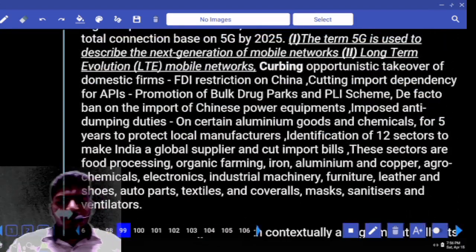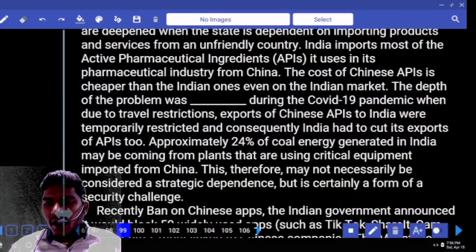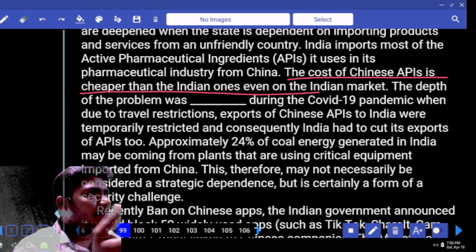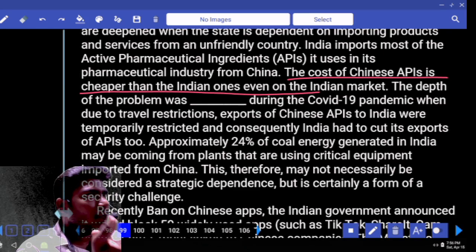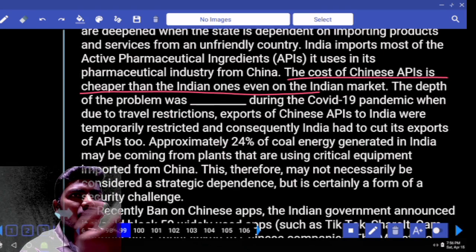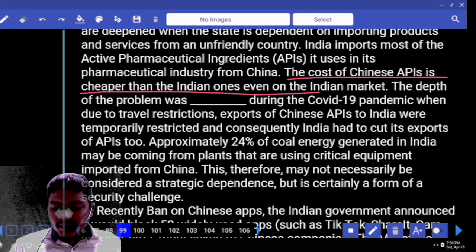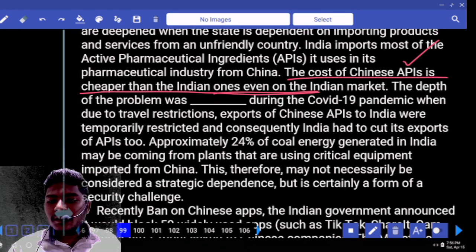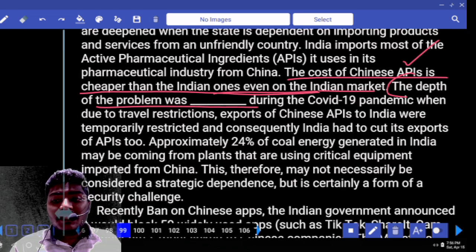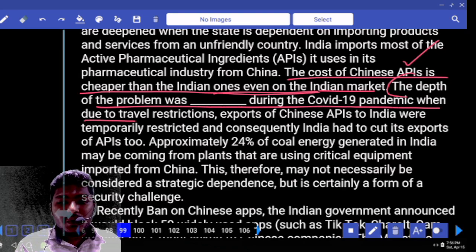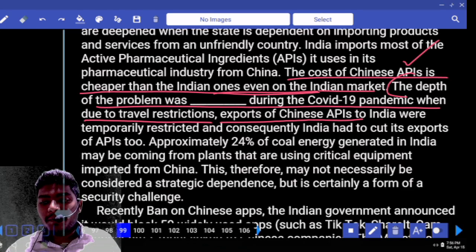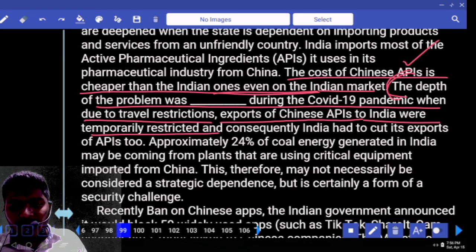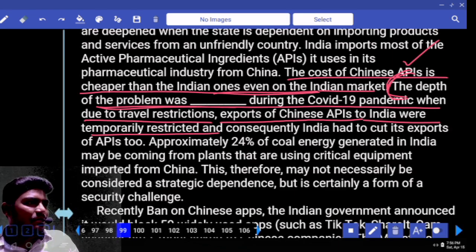Now, if you look at the sentence very carefully, the cost of the Chinese apps is cheaper than Indian ones. We know that we purchase the items. Indian manufactured goods are costlier and Chinese manufactured goods are basically cheaper. Now, same thing we are using for the Chinese APIs, maybe apps related ones, Indian ones in the market. The depth of the problem was dashed during the COVID-19 pandemic when due to travel restrictions, exports of Chinese APIs to India were temporarily restricted.